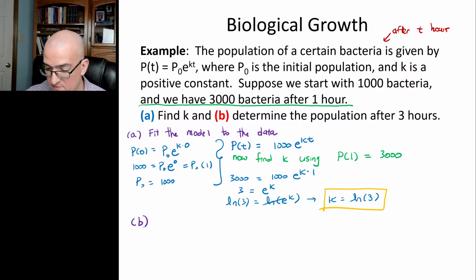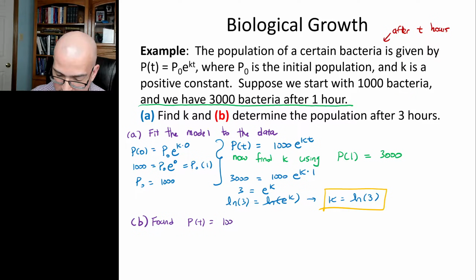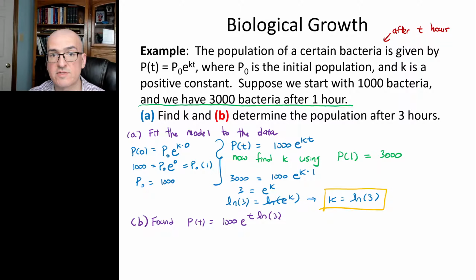And before finding what the population is after 3 hours, before subbing in t equal to 3, I'm going to rewrite the expression and use a trick. So we found that P of t is equal to 1000 times e to the t ln 3. I'm putting the t in front just to reduce the odds that I'm going to accidentally absorb that t into the log function. It's multiplied by the log function. It's not inside the log function. Yes, we could immediately plug 3 in here and proceed, but I'm going to show you a trick.